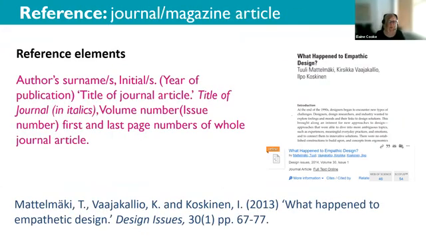Okay, so for a journal or magazine article, again follow the MMU Harvard formatting style. This time you've got author's surname, title of journal article, title of journal in italics. So the source is always in italics, the primary source, then volume number, issue number, and first and last page numbers of the whole journal article.